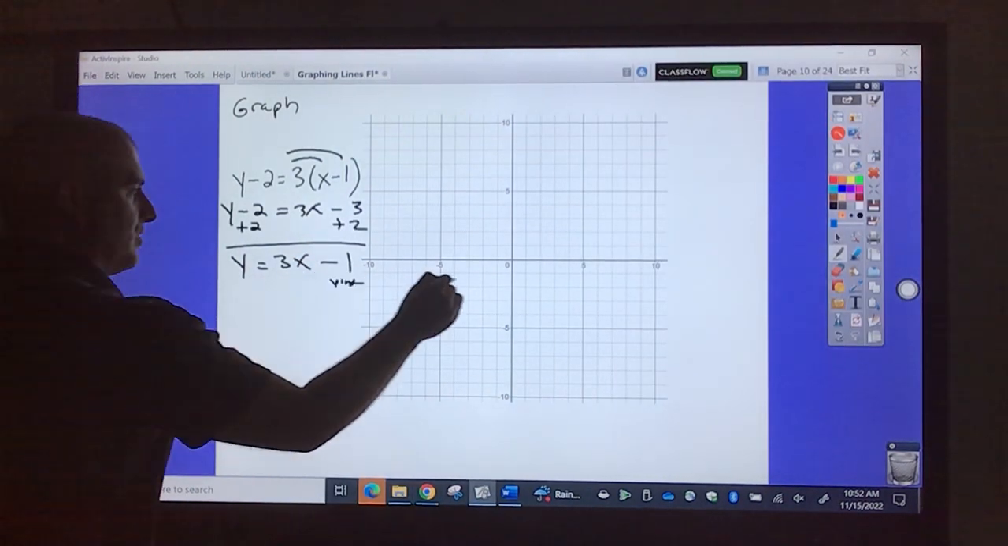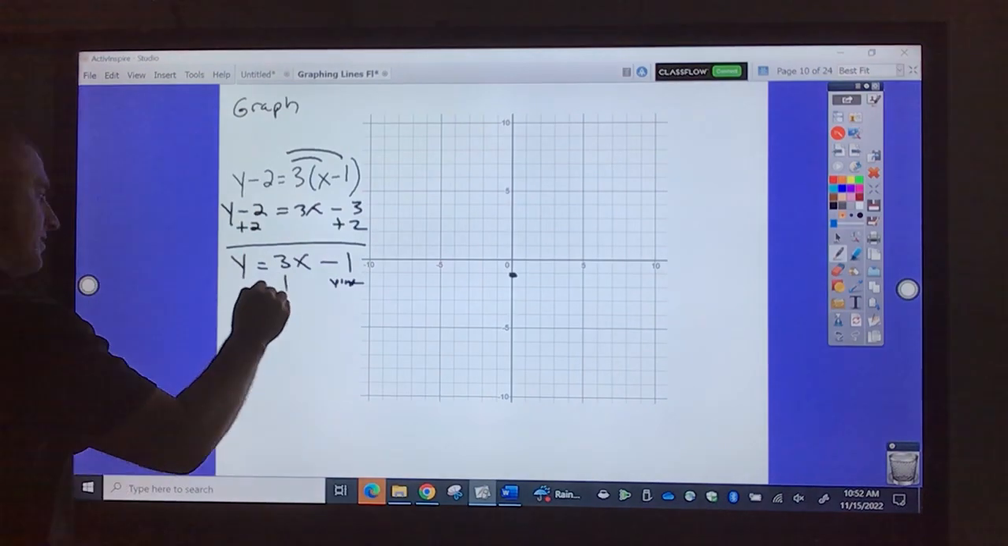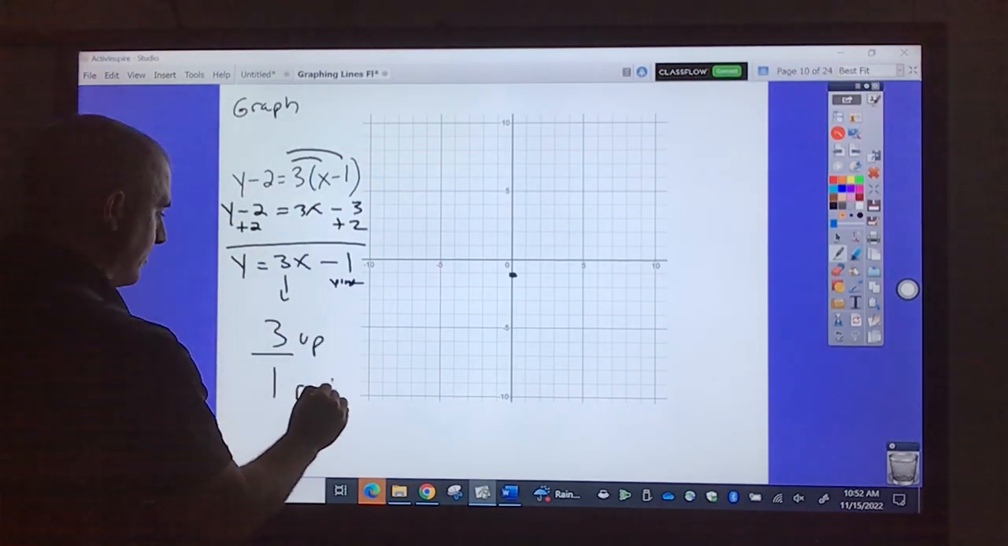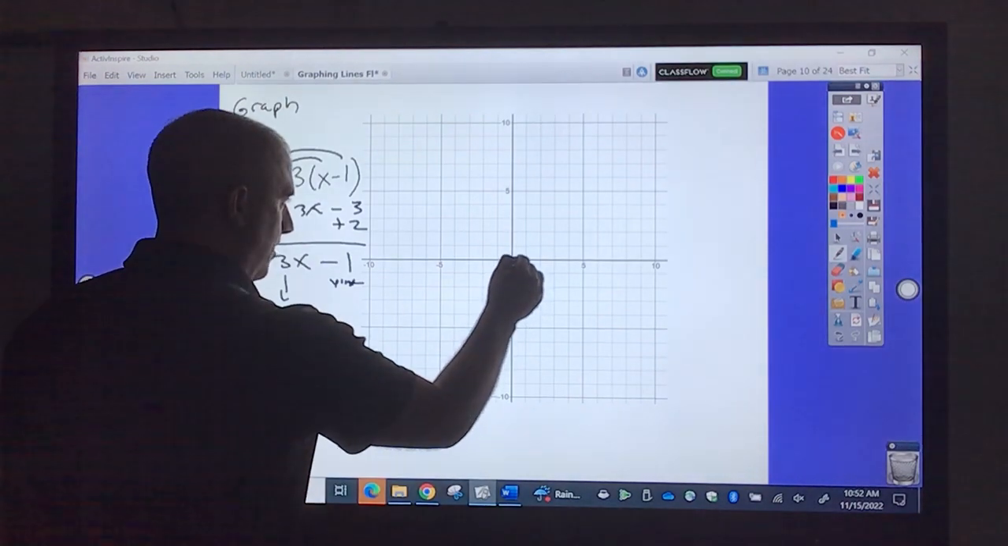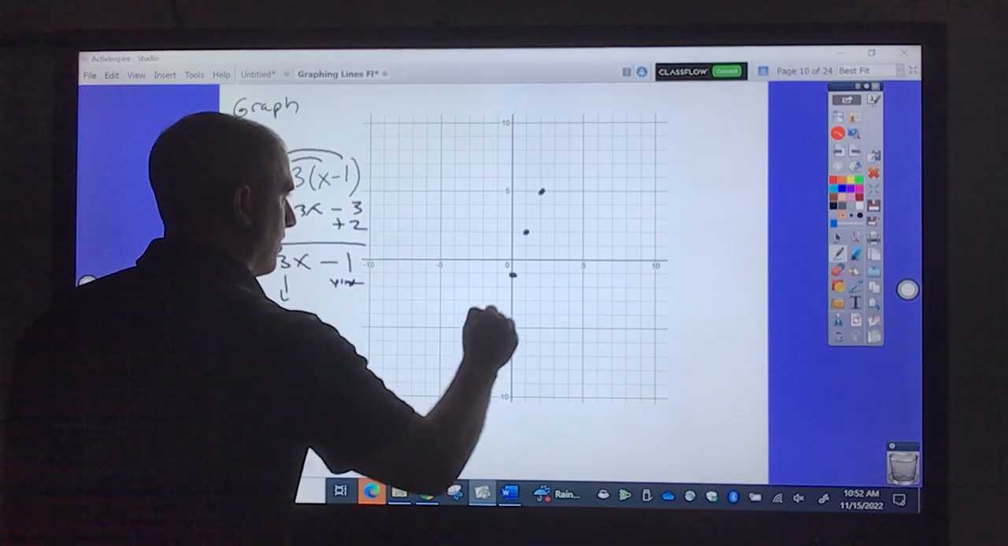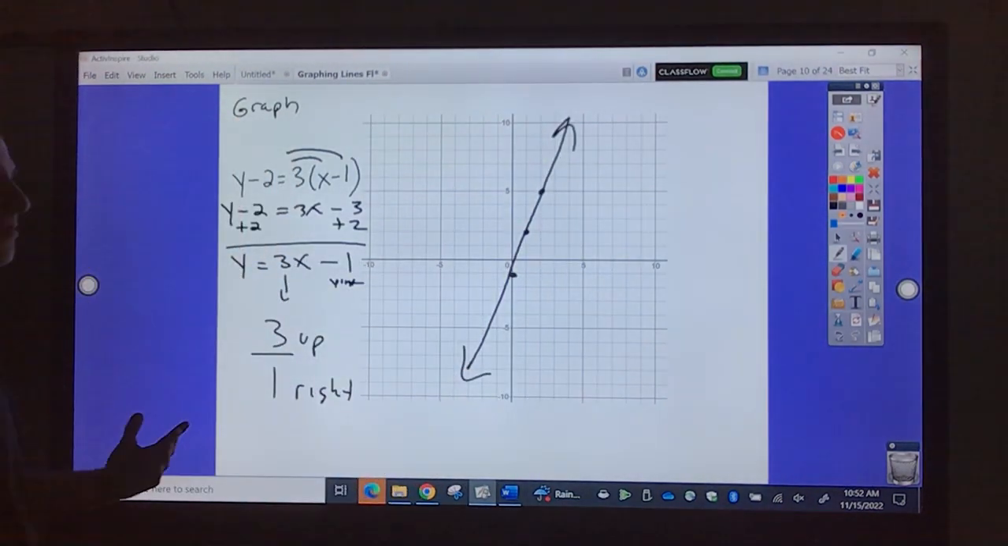There's my y-intercept. This slope is a fraction, it's 3 over 1. That means 3 up, 1 right. So let's do the right first. Right 1, up 1, 2, 3. Right 1, up 1, 2, 3. All right, and that would make sense.